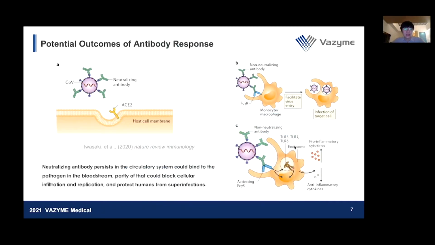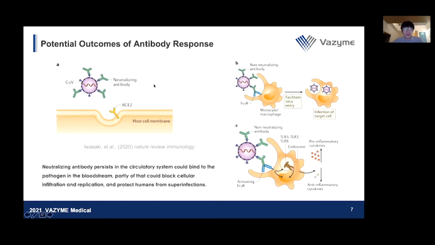So how does the antibody protect our body, or how does the antibody fight against the virus? Based on the function, the antibody can be divided into neutralizing antibody and non-neutralizing antibody. The neutralizing antibody persists in the circulatory system and can bind to the pathogen in the bloodstream. Partially, that could block cellular infiltration and replication and protect us from superinfections or reinfections.